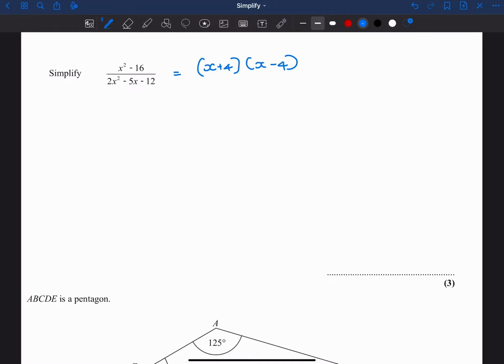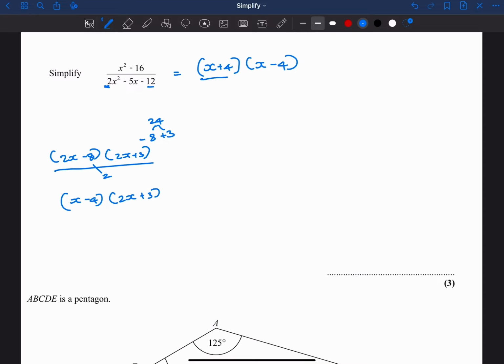The second one, let's simplify here. 2 times 12 is 24. Factors of 24 that make 5 are 8 and 3. You want minus 5, so minus 8 plus 3. So if I write it, that's 2x minus 8 and 2x plus 3. But remember, you have to divide by that front 2, so that gives you x minus 4 and then just 2x plus 3.